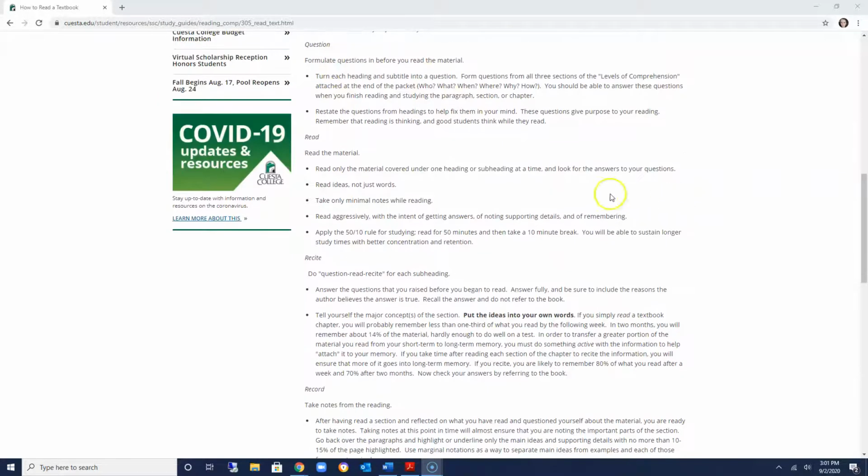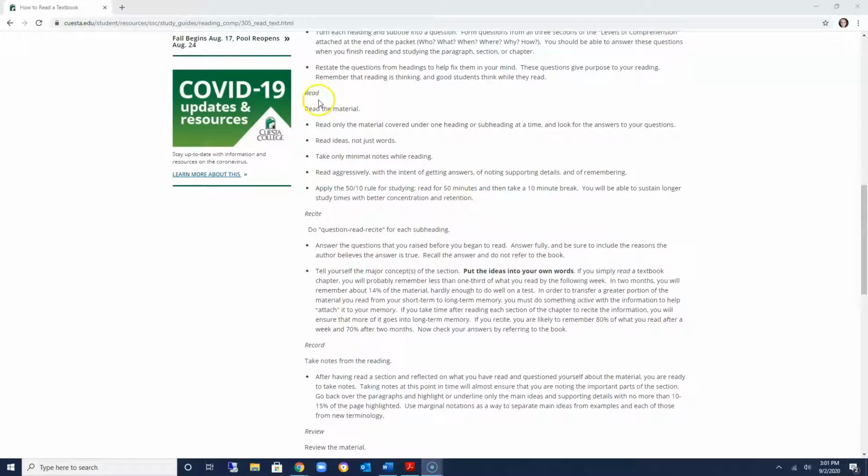So, after you've surveyed and kind of scanned the chapter and come up with some questions to think about before you get into it, you can finally start reading. And while you're reading, as it says, take minimal notes. I call these internal summaries. That's a speech teacher phrase. And this is when we kind of summarize paragraphs and sections as we go.